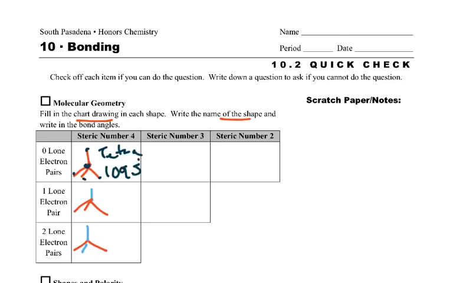For the second one, these are going to be a little bit closer, about 107 degrees, and this is called trigonal pyramidal. Shortening everything, so a little triangle for trigonal and pyramidal, like a little flat pyramid. When I have 2 lone pairs, this guy is bent. And lone pairs tend to repel more than bonding pairs, so it'll be about 105 degrees.